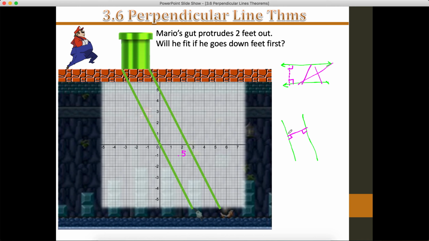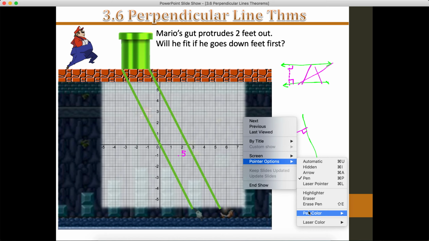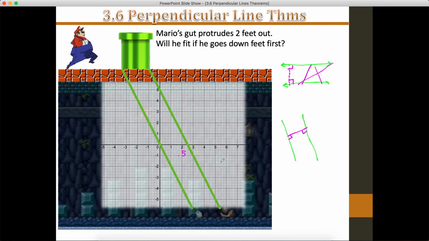So how do we find the length of a perpendicular segment? How do we draw a perpendicular segment? Where do I draw it, first of all? If we're on a coordinate plane, which we are, you should be remembering that things that are perpendicular have opposite reciprocal slopes.